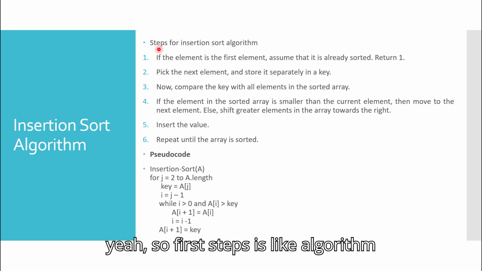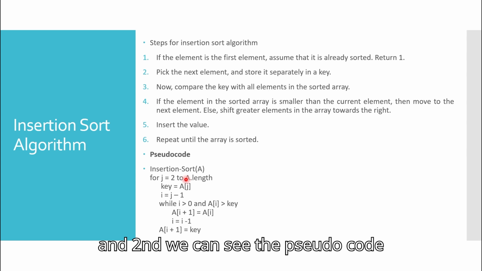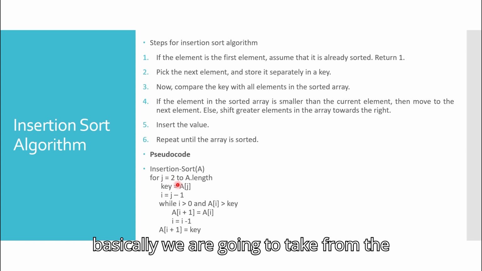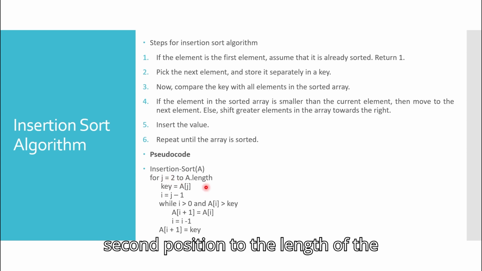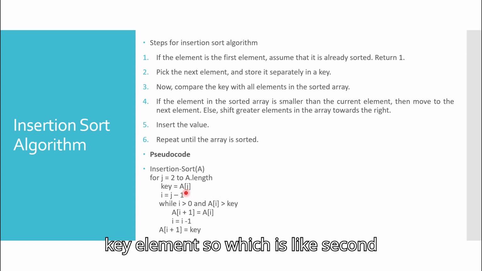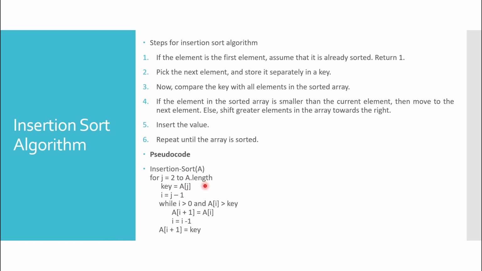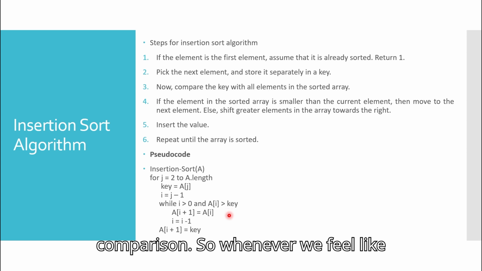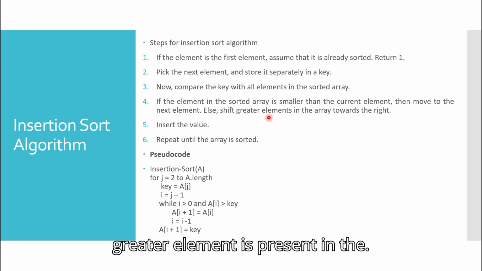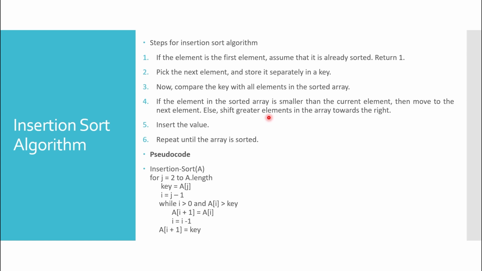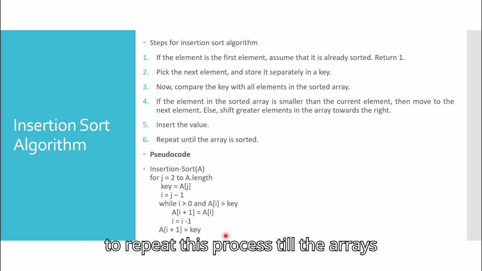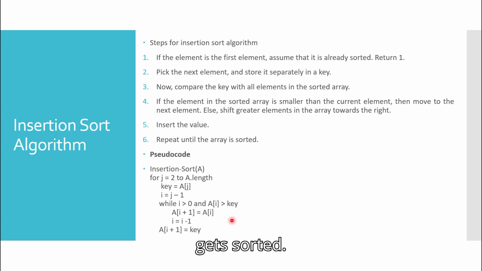First was the algorithm, and second we can see the pseudocode for insertion sort. We go from the second position to the length of the array, and take the key element, which is the second element, and do the comparison. Whenever a greater element is present at the earlier index, we swap the elements accordingly, and we repeat this process till the array gets sorted.